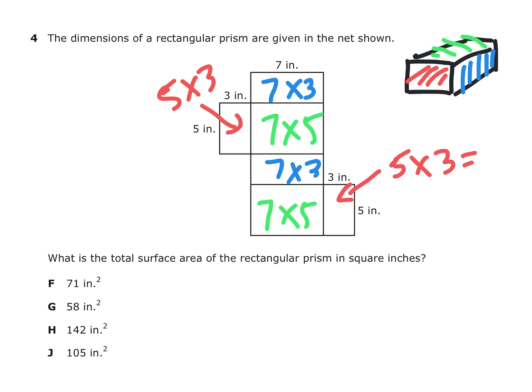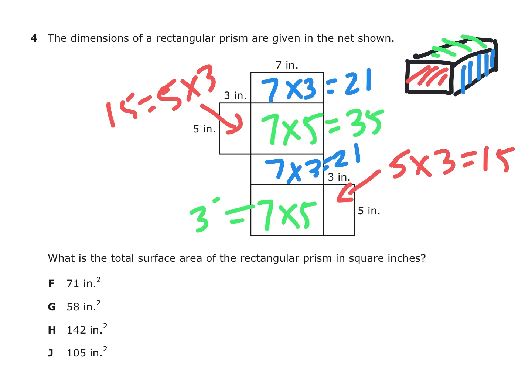5 times 3 is 15. That one's 15. 7 times 3 is 21. And this one is 21. And the green would be 7 times 5. That would be 35. And this one is 35. So there's 2 35s.